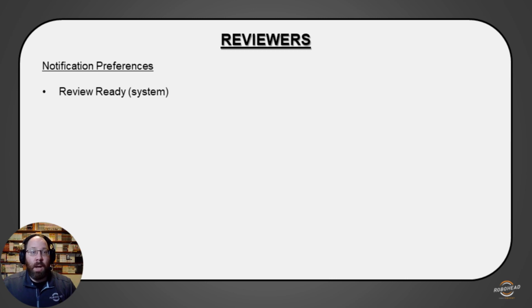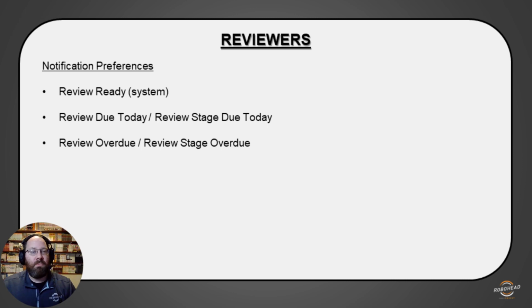So for reviewers, that is probably the most important one, letting them know that it is there and ready to be worked on. Next most important are going to be these two, and we'll group them together a little bit since they both function similarly, and that is the review due today and review overdue notifications, along with review stage due today and review stage overdue if you are using stage reviews. So the due today notification is going to send out a notification if the due date on the review comes up and the reviewer hasn't approved it yet. Same with overdue. If it's the day after the review was due and the reviewer hasn't approved it yet, they will get a review overdue notification.